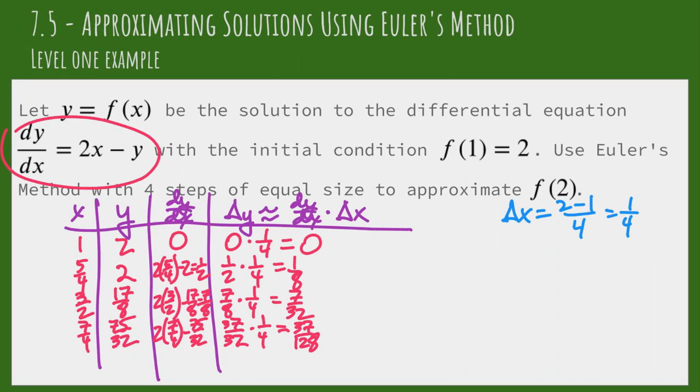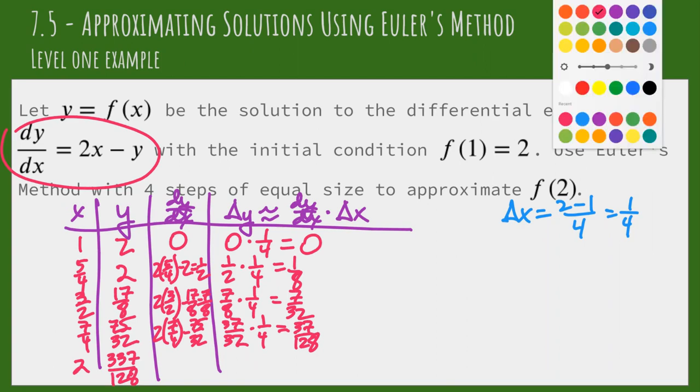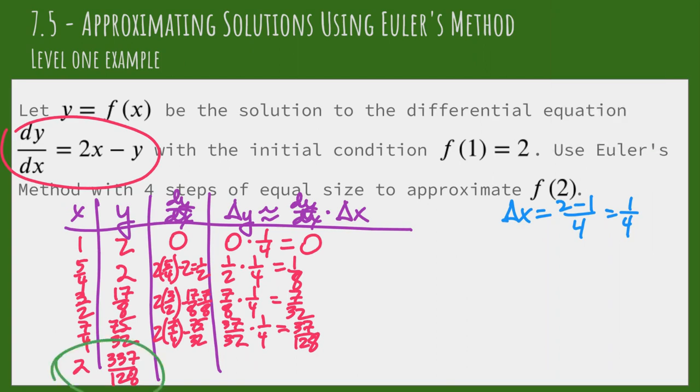on an assessment without a calculator, but we are getting close to the end here. So we add on delta x again, and we're at our final x value, which is 2. Our y value, we're going to take 75/32 plus 37/128. So that's going to be 300/128 plus 37, which would be 337/128. And that's actually our final answer. Now, we don't want to just stop and say we're done, but this right here tells us that f(2) is going to be approximately 337/128.